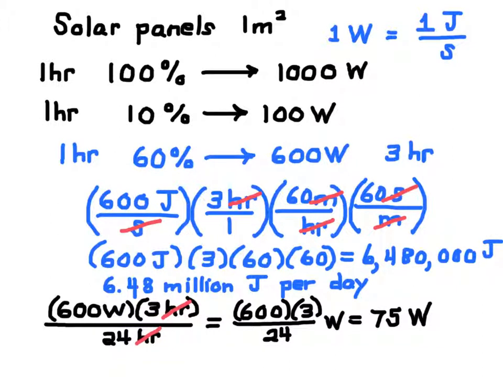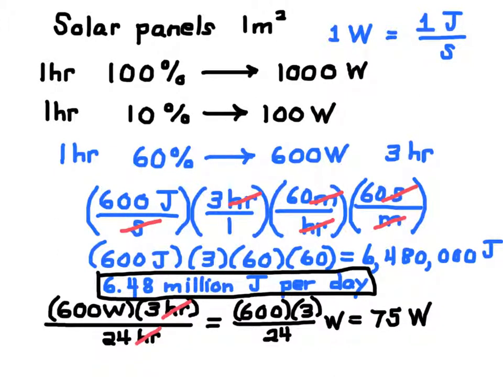So here we have two answers, and our first answer, we'll box our first answer in black. It's written in blue. There's our first answer. That's how many joules per day. And our second answer is the average watts per day.